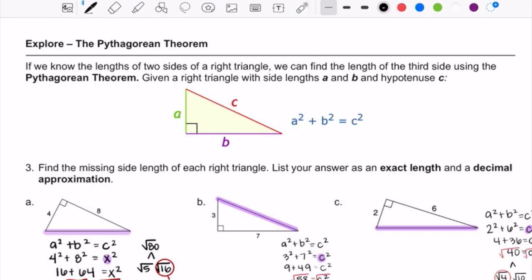The Pythagorean theorem is a special equation, and it only works for right triangles. The Pythagorean theorem says that if you square the lengths of the legs of a right triangle and add them up, that sum is equal to the square of the length of the hypotenuse. This formula, the Pythagorean theorem, is definitely one that you want to memorize. You're going to use it a lot in math.